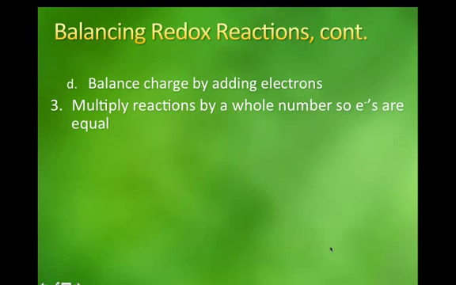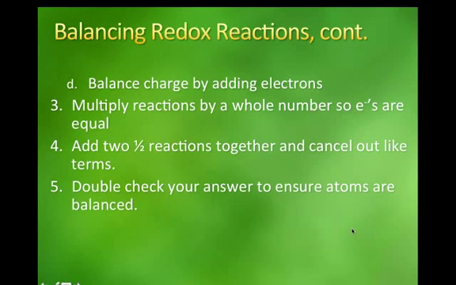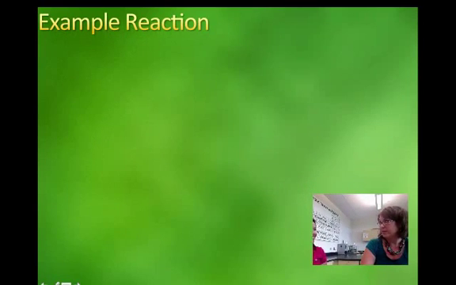2 and 3 is not equal. Right, exactly. And we'll have to use the least common multiple. And then we add the two half reactions together, cancel out like terms. And then we have a whole reaction that's balanced. Double check. Just make sure. Always double check your answer. All right, so let's work through a real example and do each step.